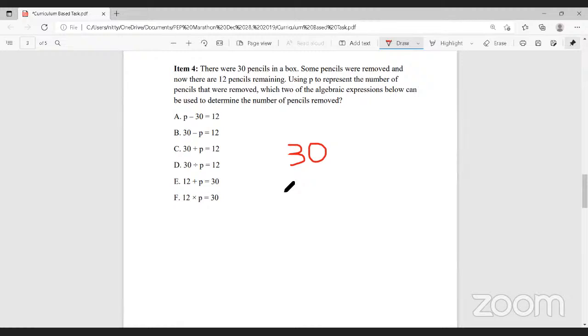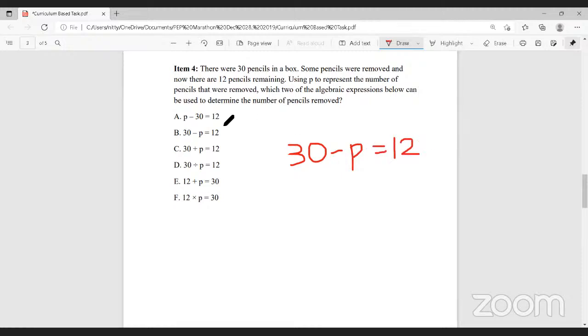All right, let's see. So we're going to write our expression. So we have 30 pencils in a box. And these are basically equations anyway. We have 30 pencils in a box. Some pencils were removed. We don't know how many. So if we're removing, we're going to subtract from 30, take away. And we use P for the pencils removed. And there are 12 pencils remaining. So after we take out P pencils from the 30, we have 12 pencils remaining.